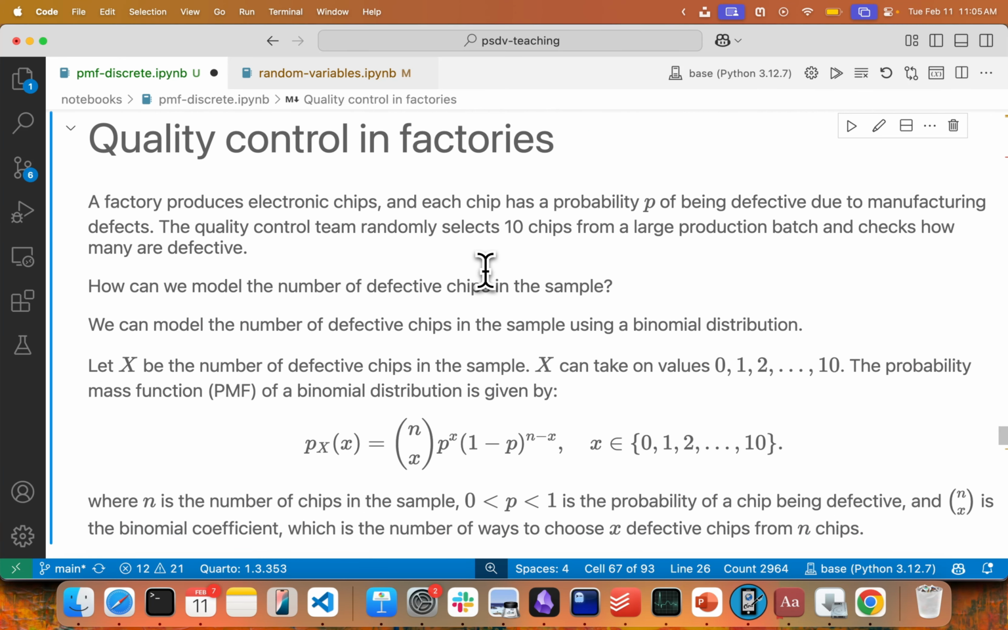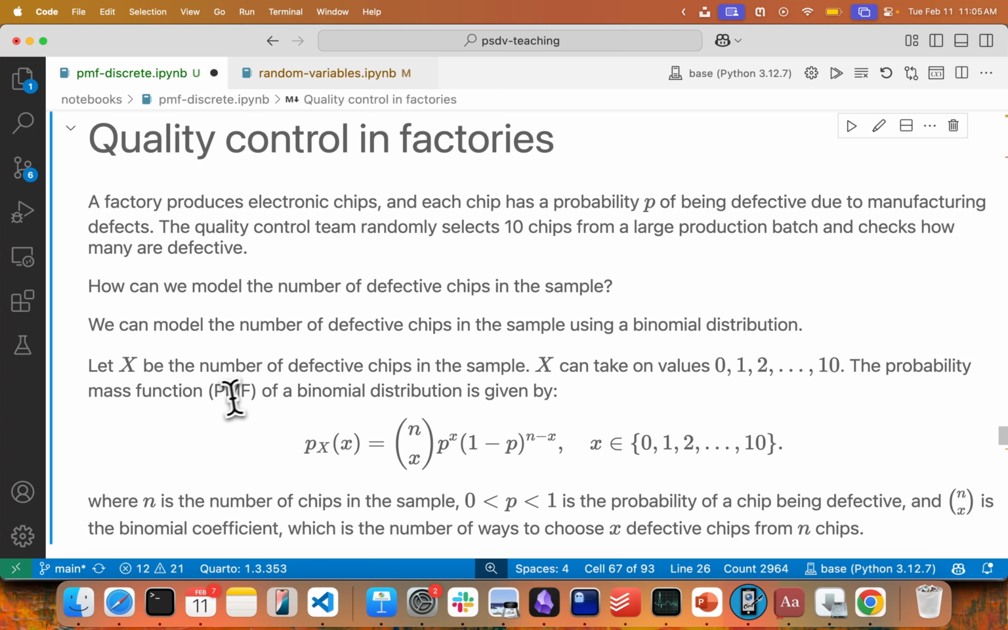We'll model this using a binomial distribution. We'll say that let X be the random variable which tells the number of defective chips in the sample, where the sample is of size 10. So therefore, you can notice that X can only take values from 0 through 10. Right? So in some sense you can also think of it as a categorical, but here it will be binomial because each of the particular chip has a particular probability of failing or succeeding.